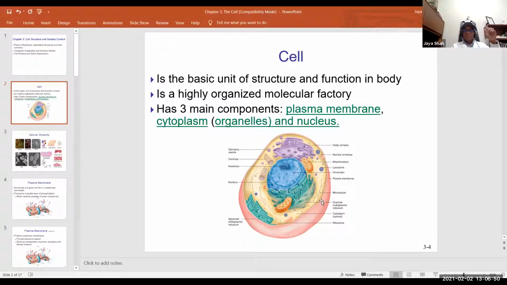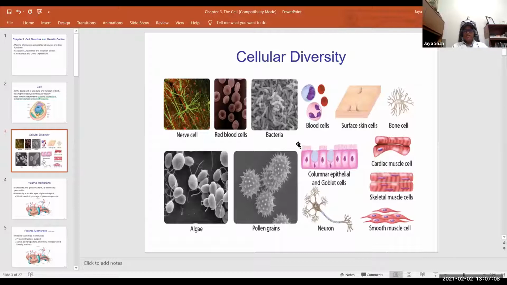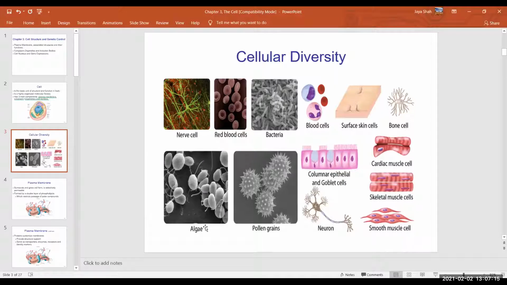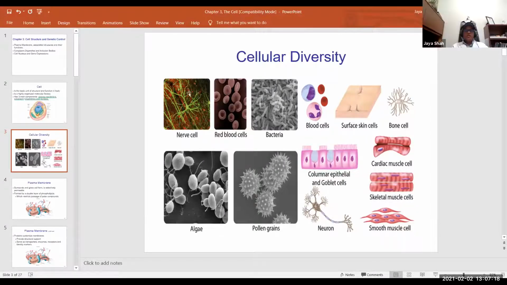So this is general. But not all the cells in the body are this size or this shape, because different cells have different functions. That's why they have different shape, different size, and different structure, okay? So let's see some examples. Here in this diagram, you can see some animal cells, and here, algae. Here is a nerve cell, silver stained. Here is a red blood cell, donut shape without a hole in the center. There is a rod-shaped bacteria. And this is pollen grains, magnified, okay?